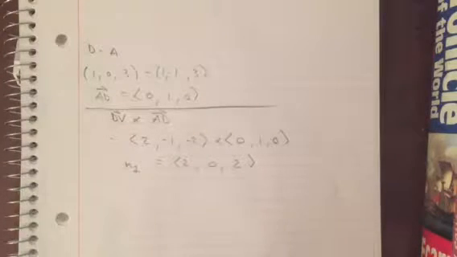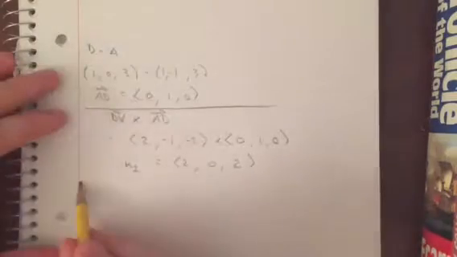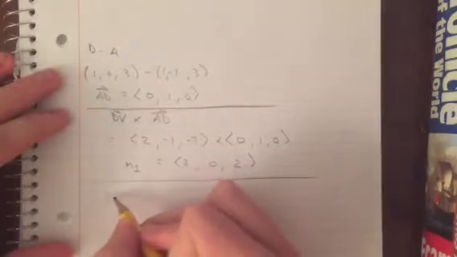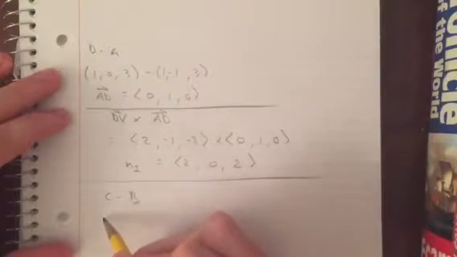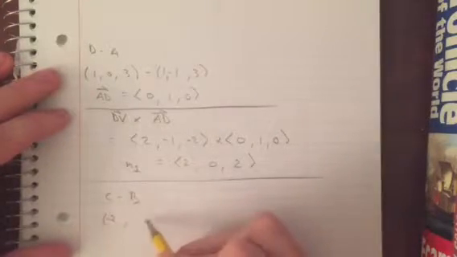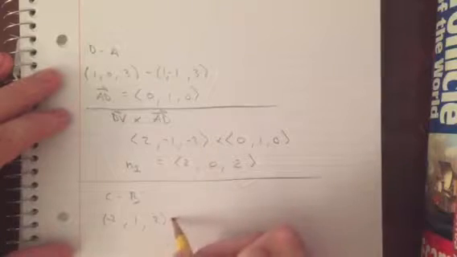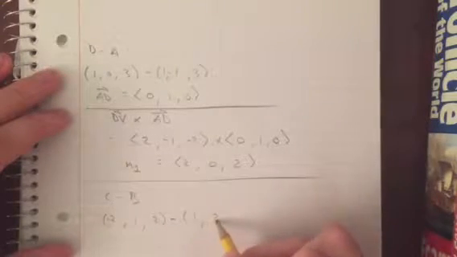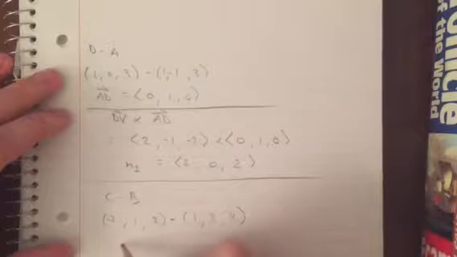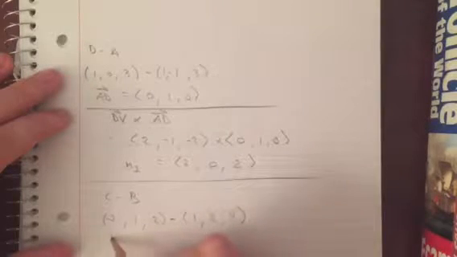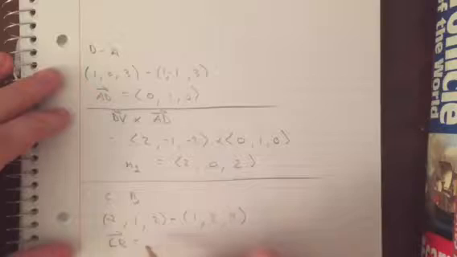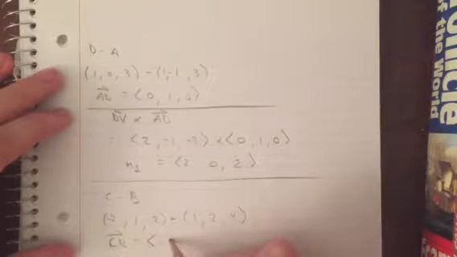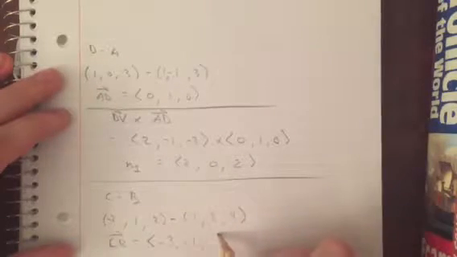Now that we've found N1 on plane 1, we need to find N2 on plane 2. So we can start by finding vector BC, which you take C minus B. So that is -2, 1, 2, minus 1, 2, 4. So vector CB equals -3, -1, -2.